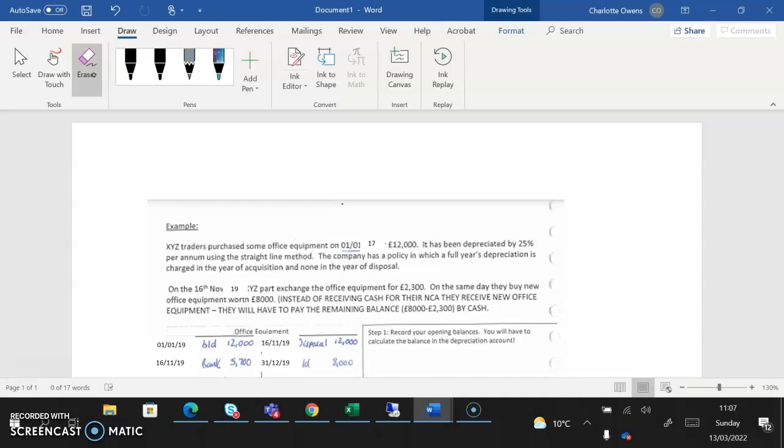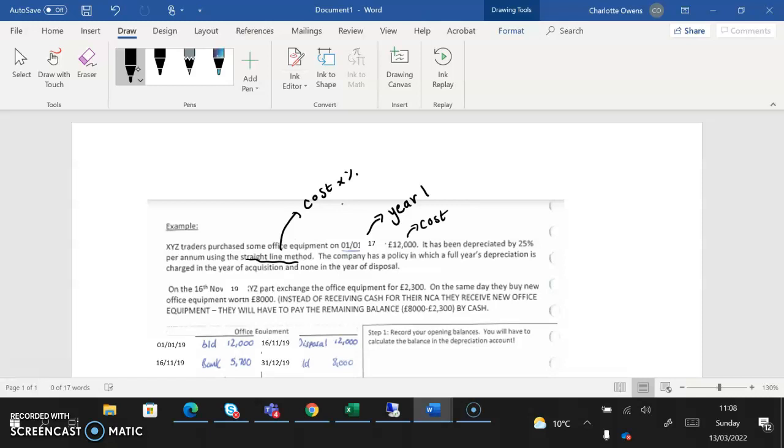So the example we're looking at is XYZ Traders, and they bought some office equipment on the 1st of the 1st 2017, and the cost was £12,000. I'm going to annotate that in, cost, and I also find it helpful to annotate that this is year one. It's been depreciated by 25% using the straight line method, so we do the cost times the percentage, and it has a policy in which it depreciates in the year of acquisition, meaning the year it's bought, and none in the year of disposal.